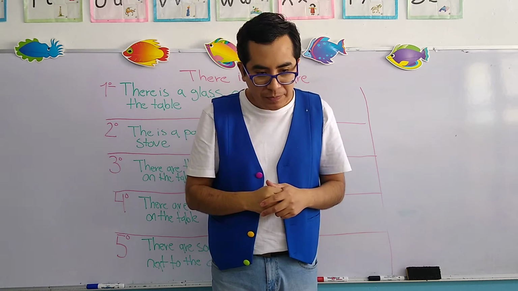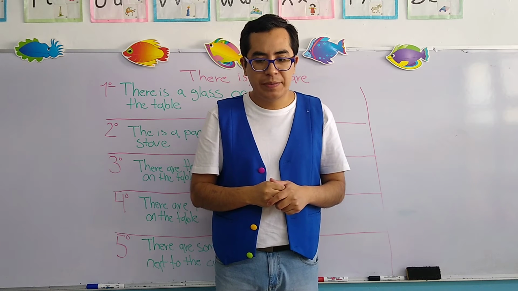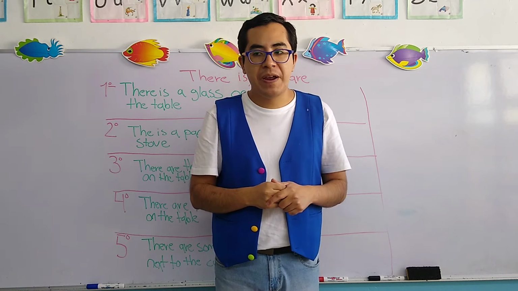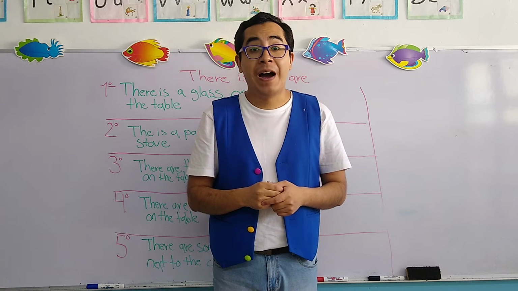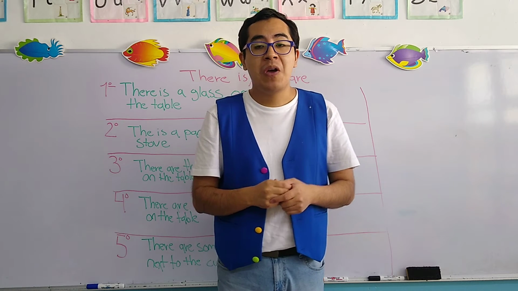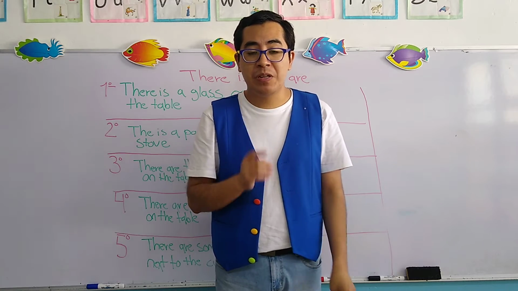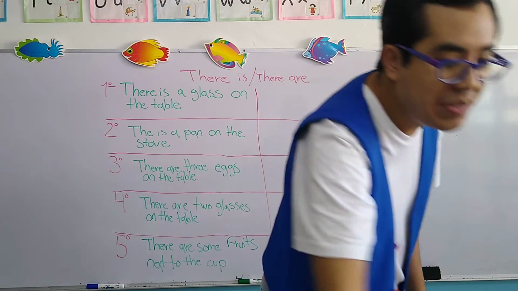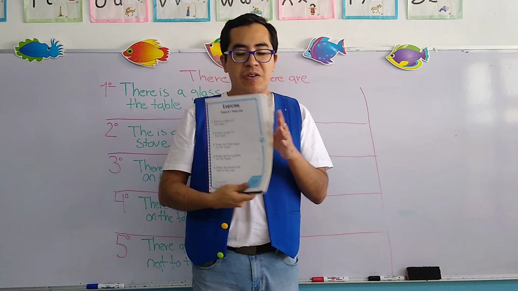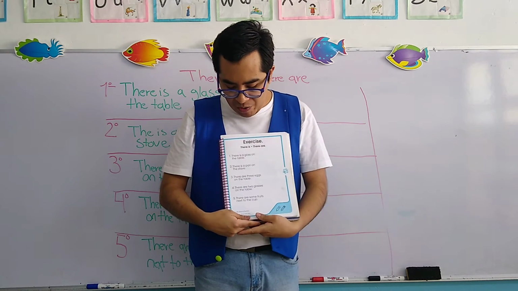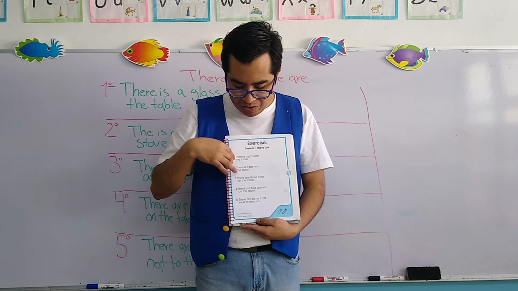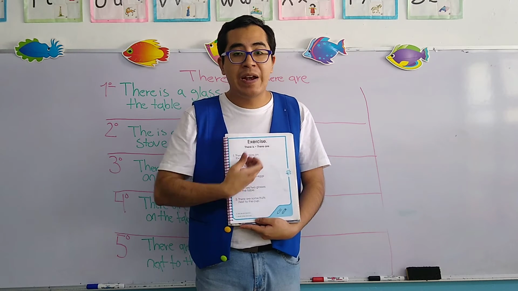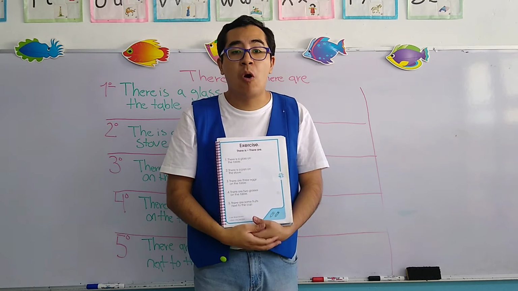1, 2, 3, 4, 5. Very good. So, once you have your book, I'm going to tell you what the page of today is. The page of today appears right here. So, once again, we have 5 sentences. Number 1, 2, 3, 4, 5. And next to them, we have to make the drawing.